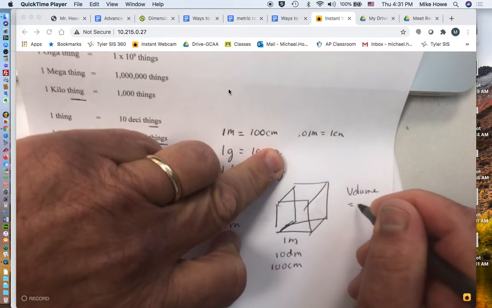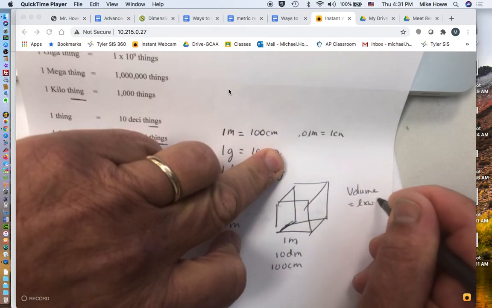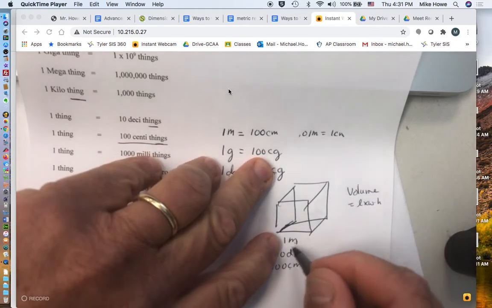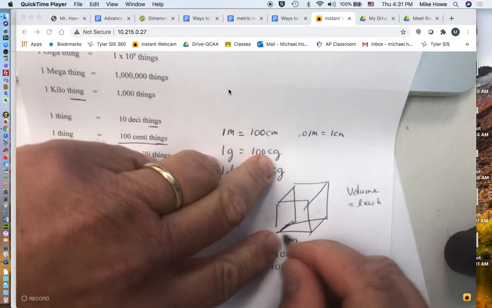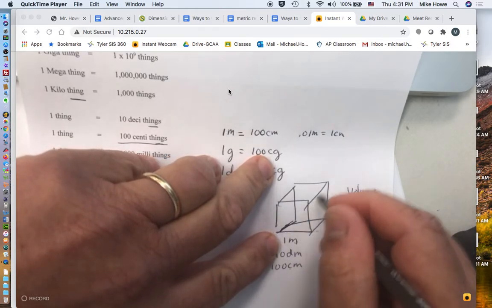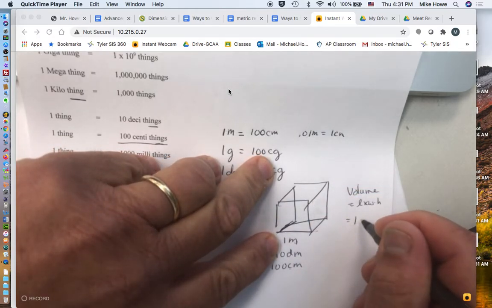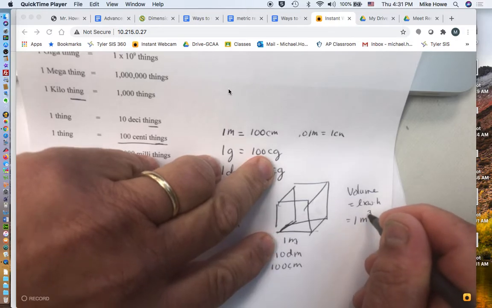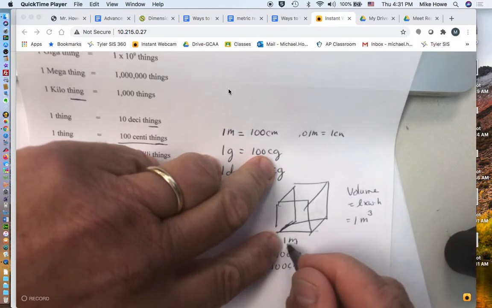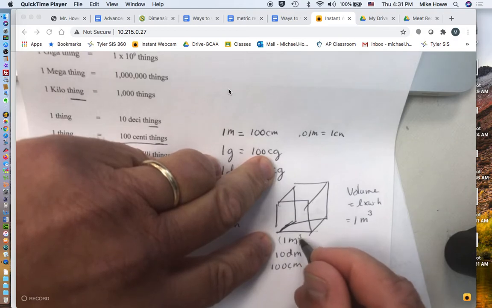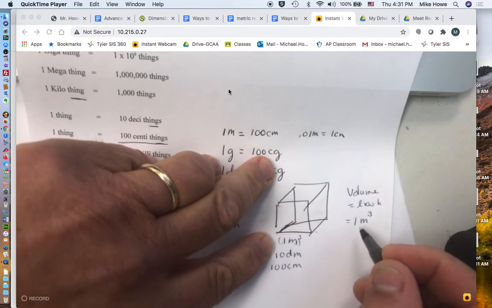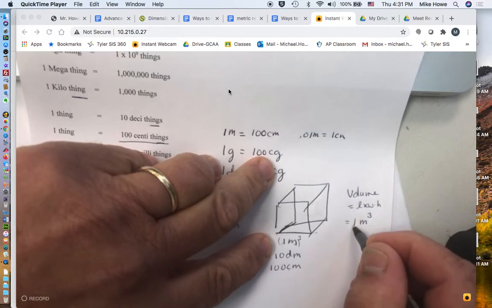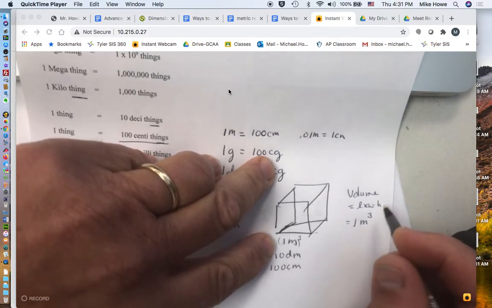We know that volume is equal to length times width times height. So if I ask you what is the volume of the cube in cubic meters, you would say, well, it's 1 times 1 times 1, or 1, and the unit would be cubic meters, because if you're cubing it, 1 meter to the third power would be 1 cubed, and also meters cubed. So the 1 cubed is just 1, but meters to the third power is meters cubed.